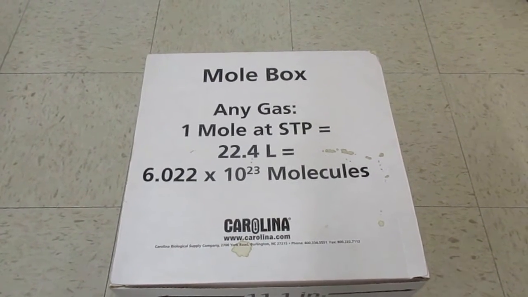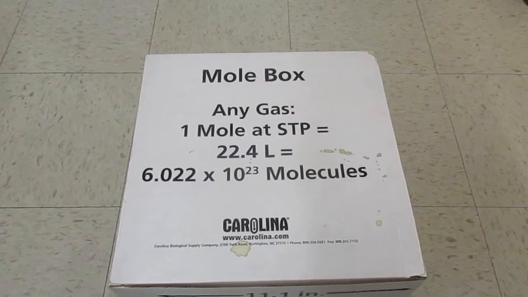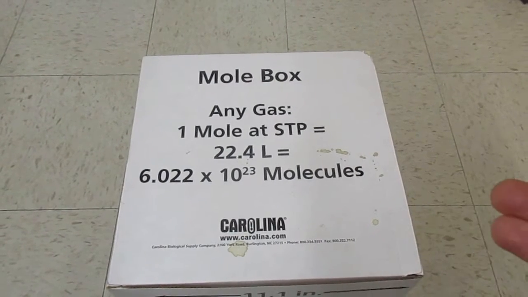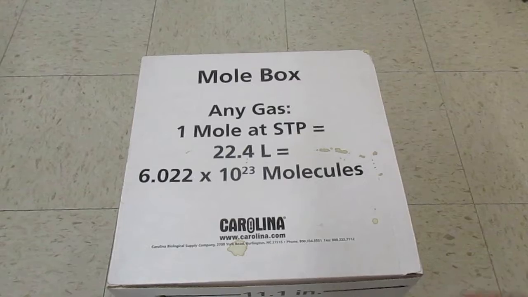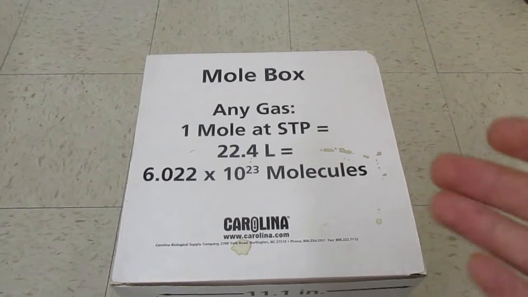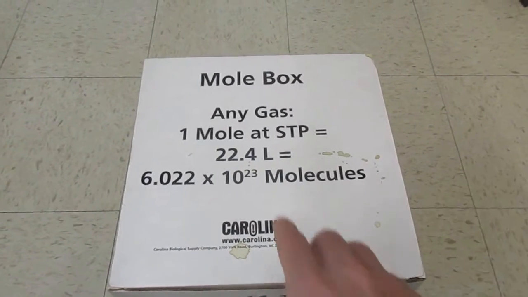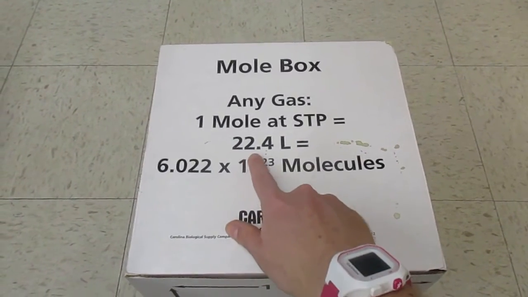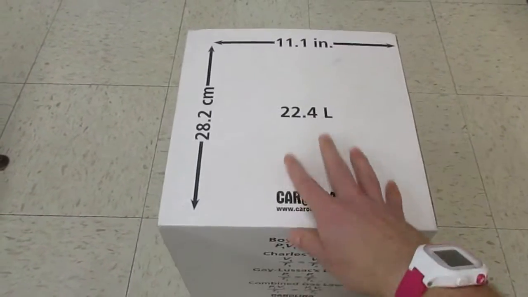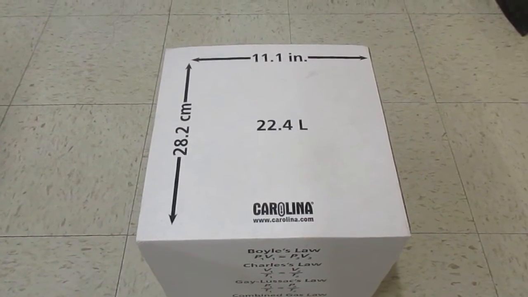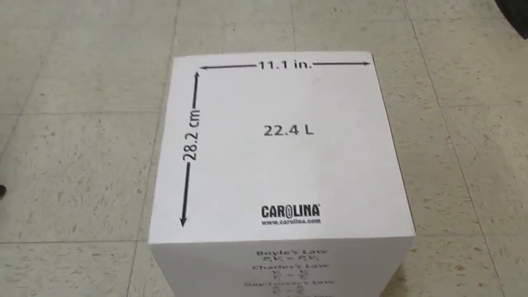When Avogadro was doing his experiments, he was realizing that if you take different gases and you keep them under the same pressure and temperature, that the amount would be the same. And there was a connection with volume, and that connection is 22.4 liters. And that happens to be exactly what this box is. So, for reference really quickly, let's check this box out.